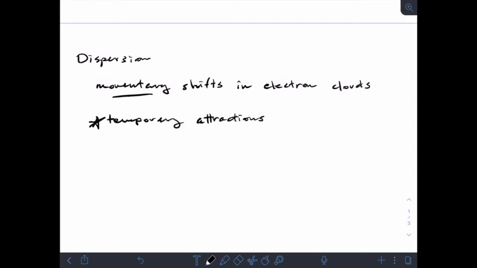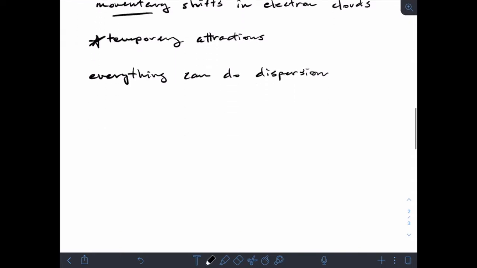Now, the other thing that's interesting about dispersion forces is that everything can do this. Every molecule can do dispersion. Okay? Because all you need to do dispersion is an electron cloud, and every molecule has an electron cloud. Okay? So when a question asks, what are the possible intermolecular forces for a given molecule? Dispersion is always one of the answers. So let's take a look sort of at a model of this.